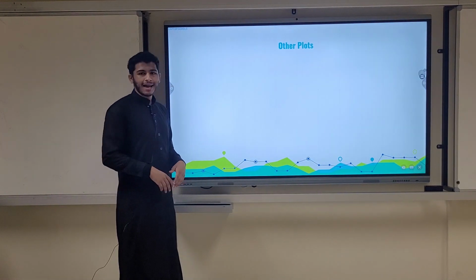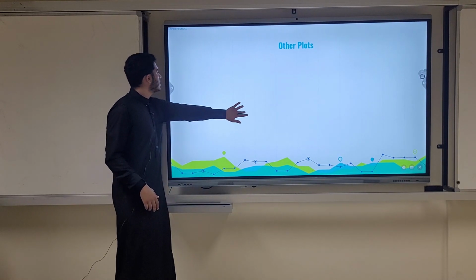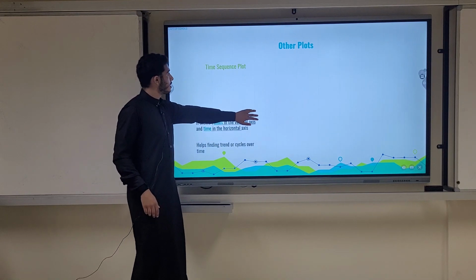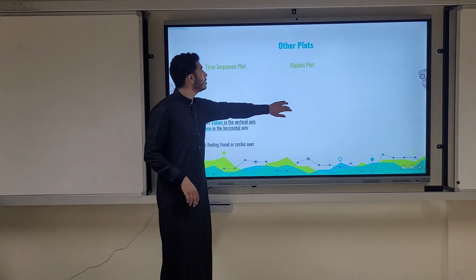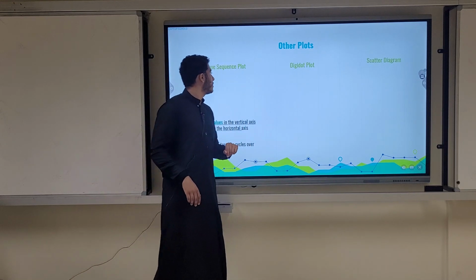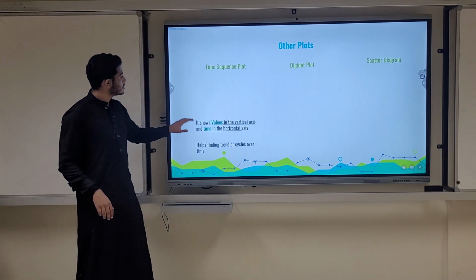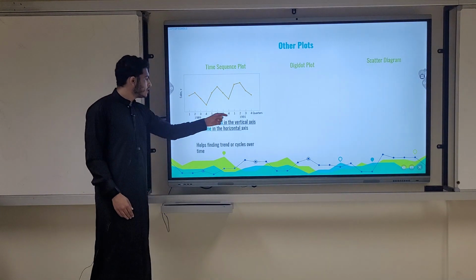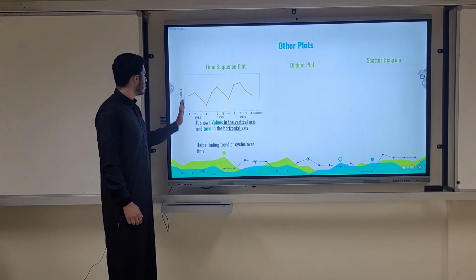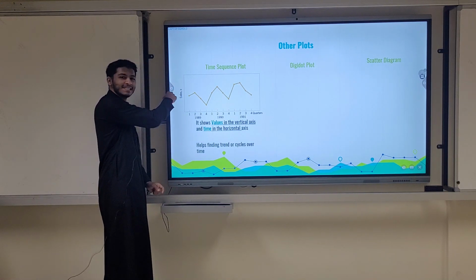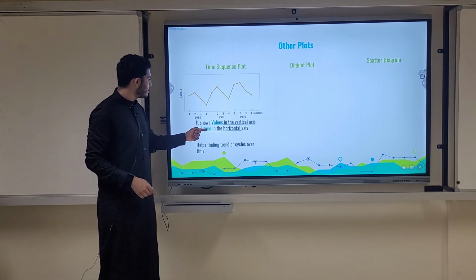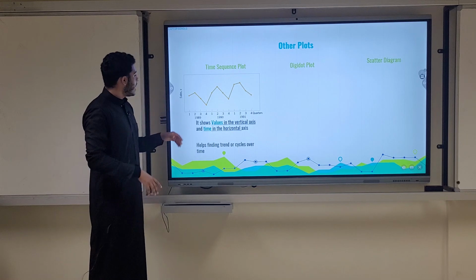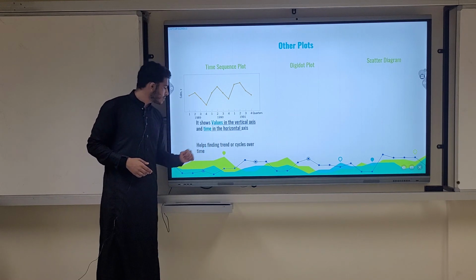Now here are some other plots that at least you need to know. The first one is the time sequence plot. Well, the PowerPoint is not going accordingly. We have also the digidot plot and the scatter diagram. So the time sequence plot looks like this. What's the use of it? It shows values on a vertical axis. We have our values here, it says sales, and we have time on the horizontal axis. Here we have time in years. So it helps in showing trends or cycles over time.